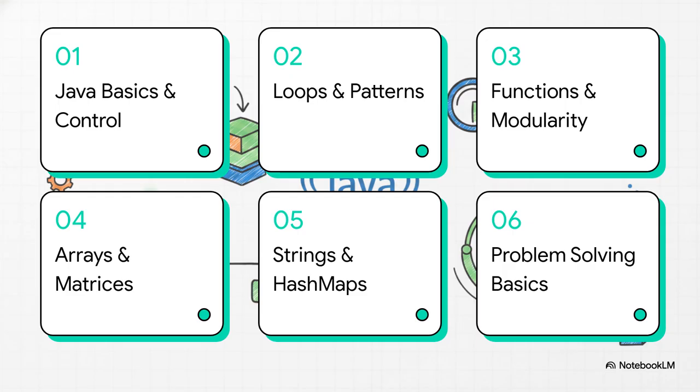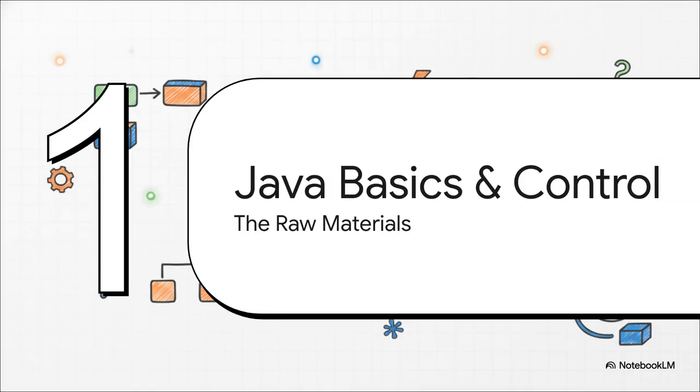We're going to start with Java basics and control flow, move into loops and pattern printing, then cover functions and code modularity. After that, we'll tackle arrays and matrix traversals, dive into strings and hash maps, and finally bring it all together with problem-solving foundations. All right, let's jump right into Section 1, Java basics and control flow. Think of these as your raw materials.